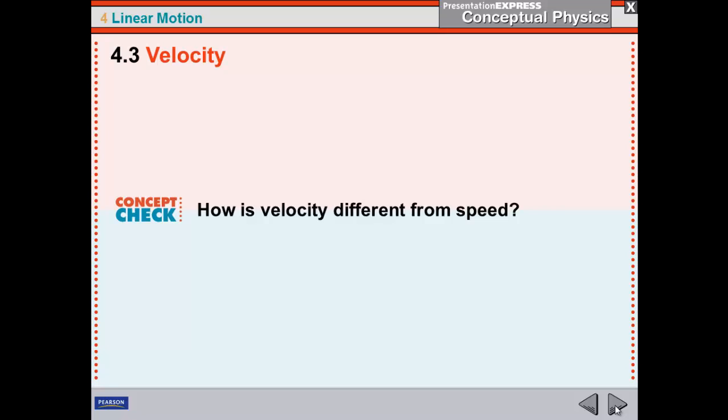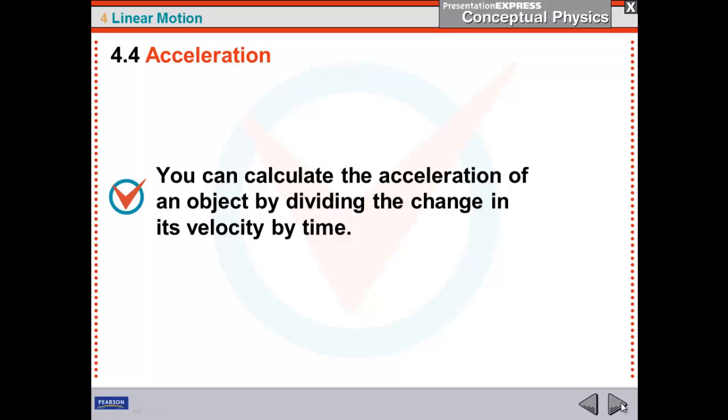So it's really important. So the question is, how is velocity different from speed? Have a think about it. I think it's a pretty easy thing. We've just been through that. All right, so how is velocity different from speed? Velocity has to have a direction associated with it.